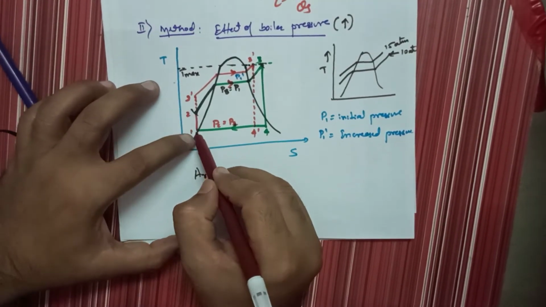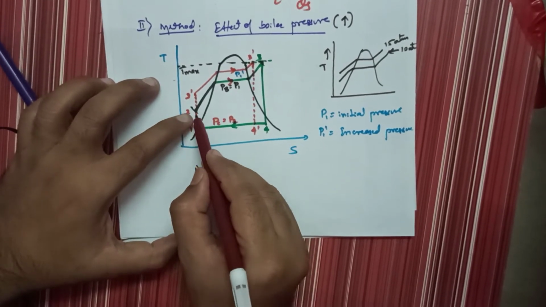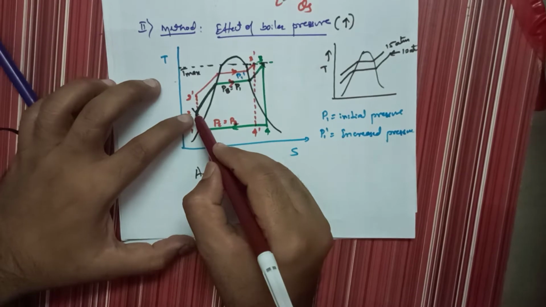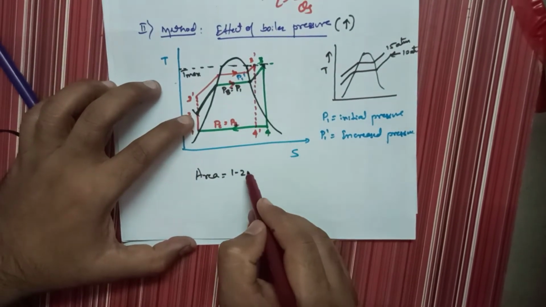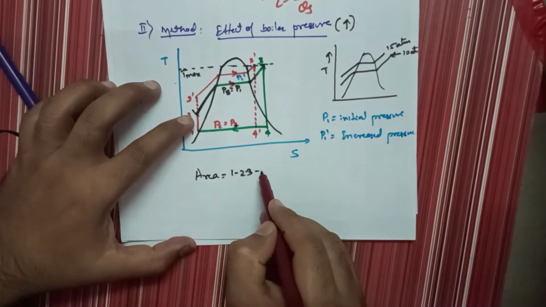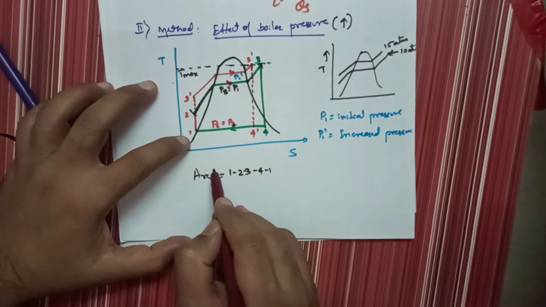I will start from this point. 1 to 2 is same because the pump is same for both the cycles. 2, next 3, 4, 1. This is the one area, area 1.